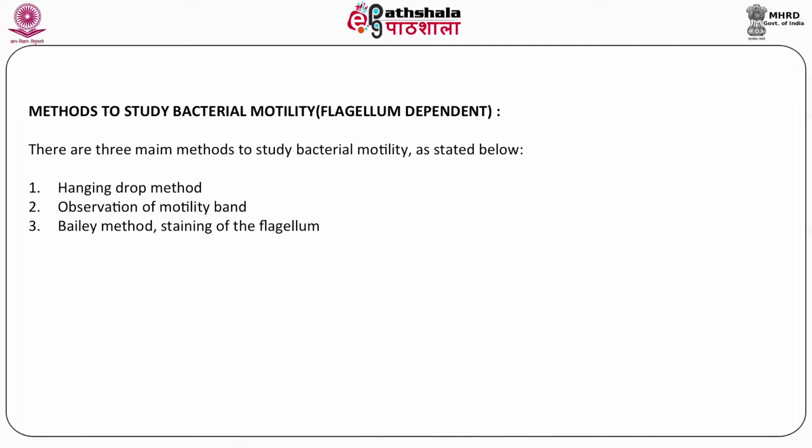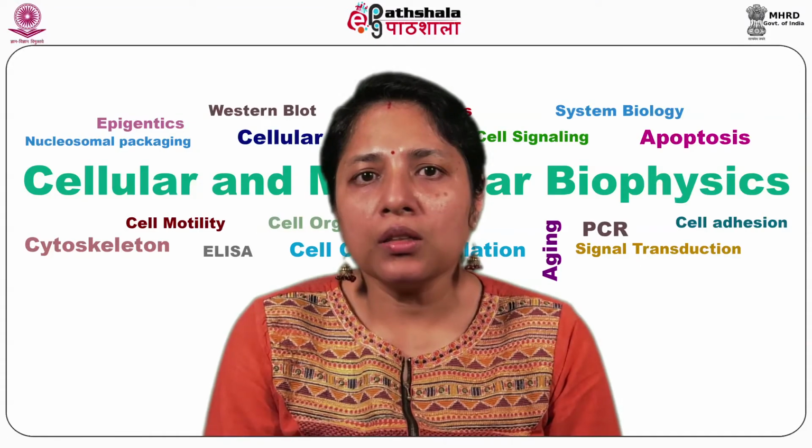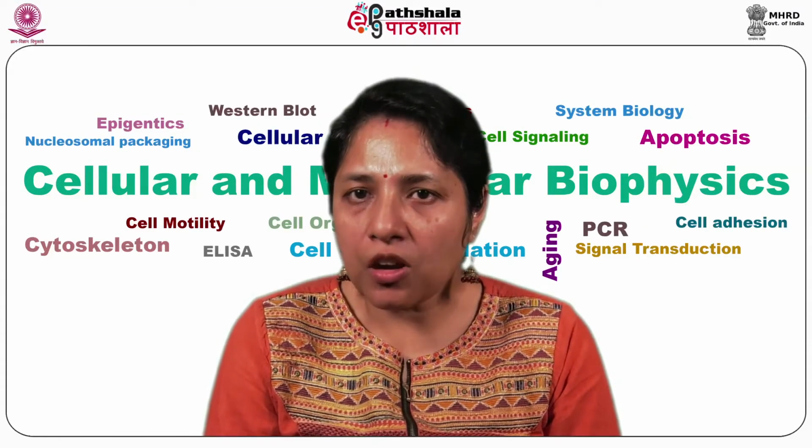Now, next are the methods to study bacterial motility, or rather the flagellar dependent motility. There are three main methods under this category, and we'll start with the hanging drop method. Number 2 is the observation of motility band, and 3 is Bailey's method. So, there are three methods for studying flagellar dependent movement. Number 1, we'll go into detail about the hanging drop method.